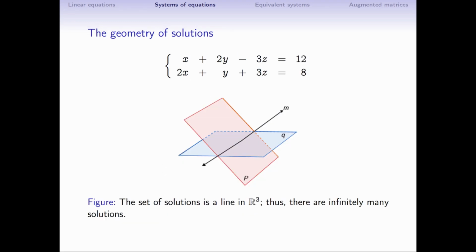For our next example, we'll consider two equations in three unknowns, x, y, and z. Our first equation is x plus 2y minus 3z equals 12. Our second equation is 2x plus y plus 3z equals 8. And each of these is the equation of a plane in three-dimensional space. Now, these two planes will actually intersect in a line, which I've represented in this figure below by the line labeled M. So the set of solutions is a line in three-dimensional space, and in particular, this means that there are going to be infinitely many solutions to this system of equations.